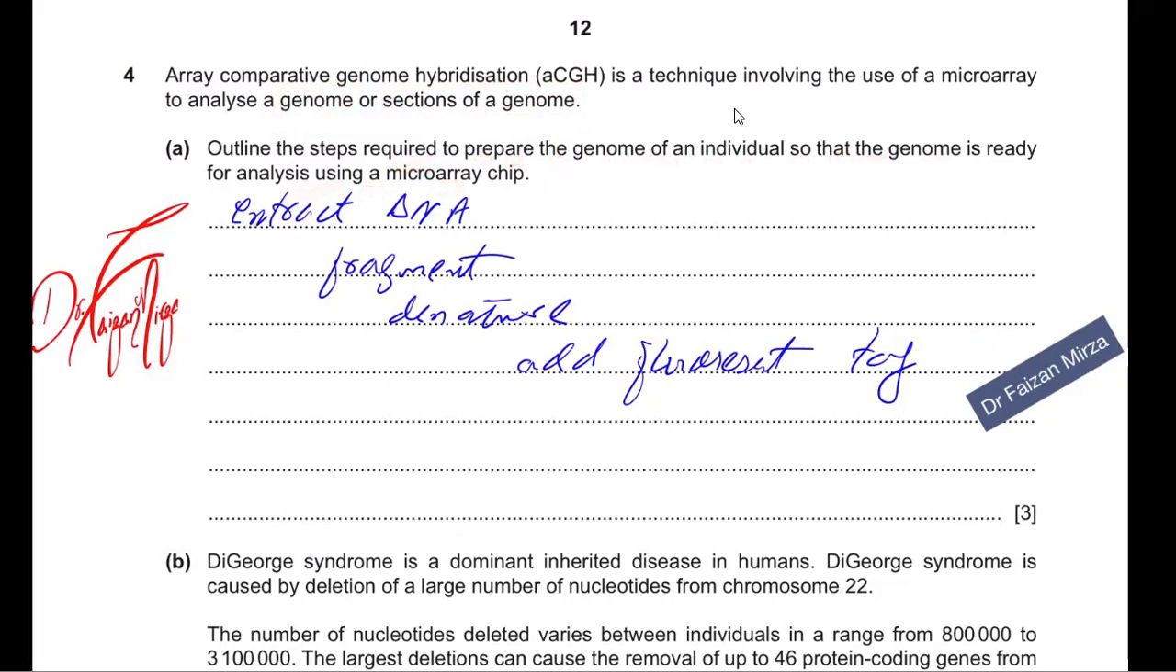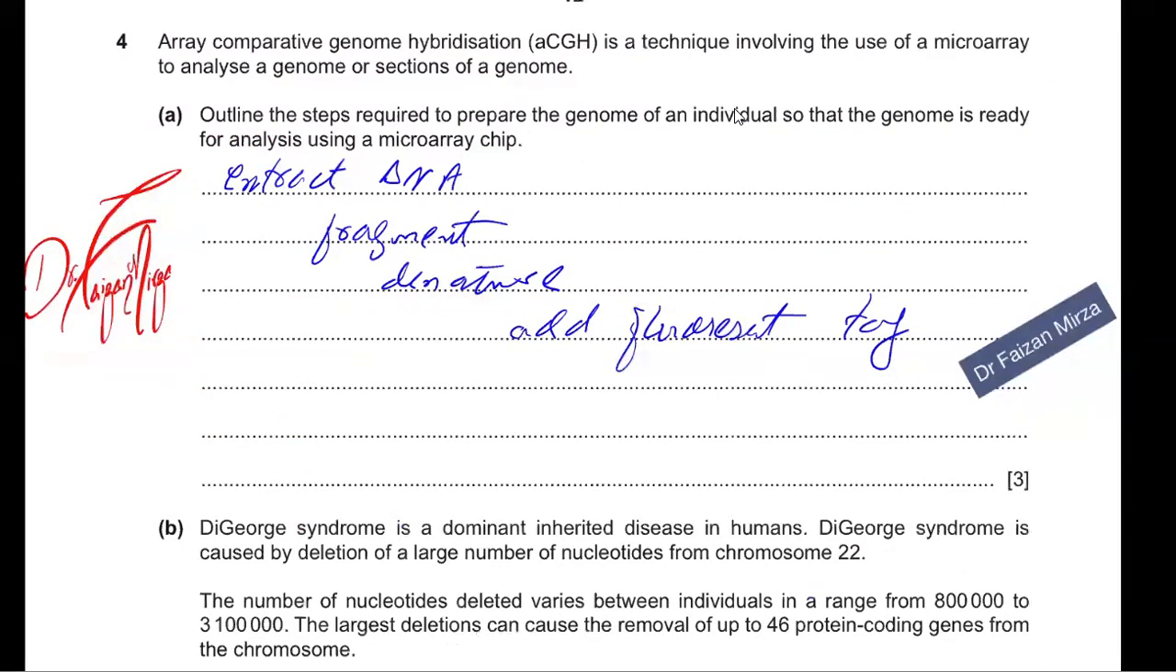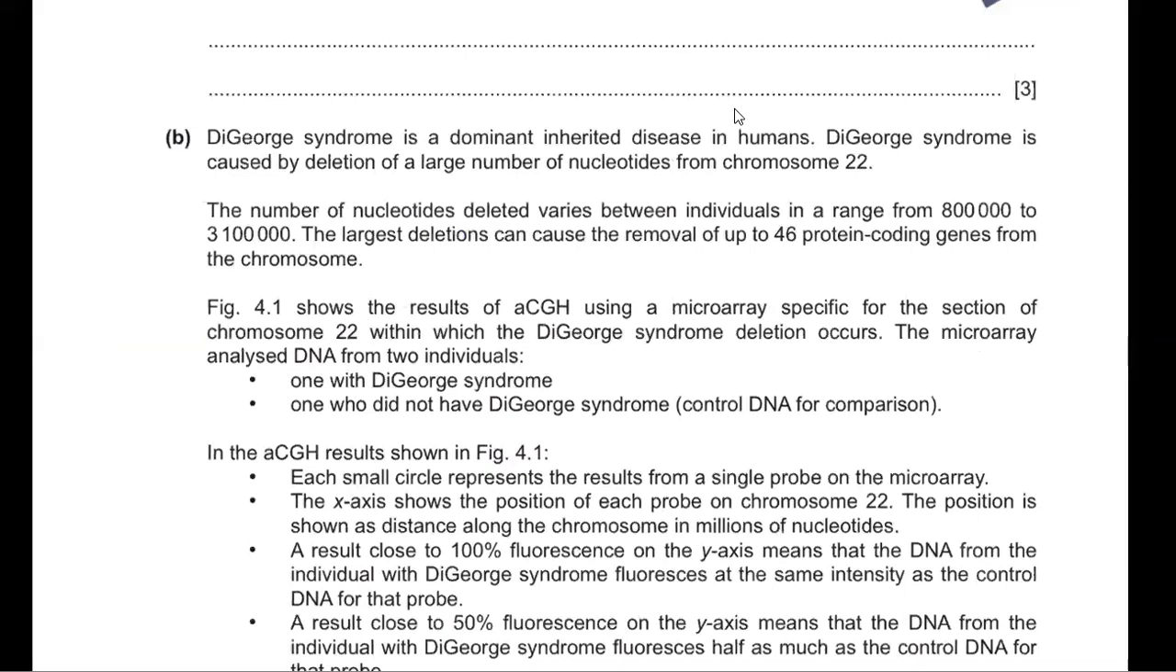So what do you do? You extract the DNA. And how do you extract the DNA? You extract it from the white blood cells in the blood, and when you take those out, you fragment it using restriction enzymes. You denature it, which means you separate the two strands by heating, because for hybridization on a microarray we need single-stranded DNA fragments. We cannot add double-stranded DNA. Then add a fluorescent tag and add it to the microarray chip. So that's what we do for adding the genome sections to the microarray.